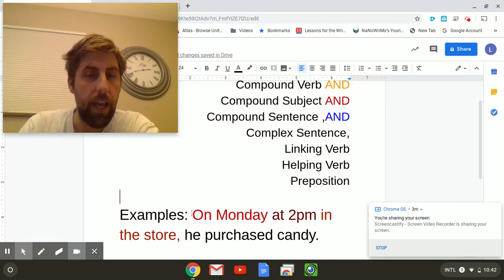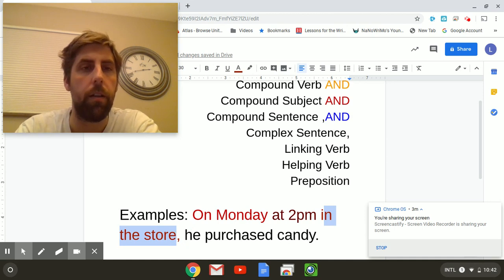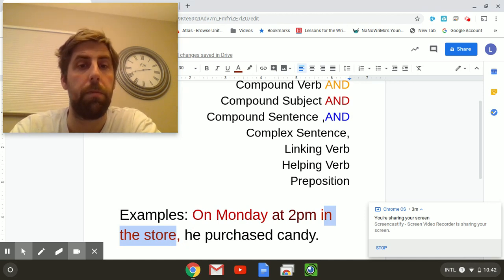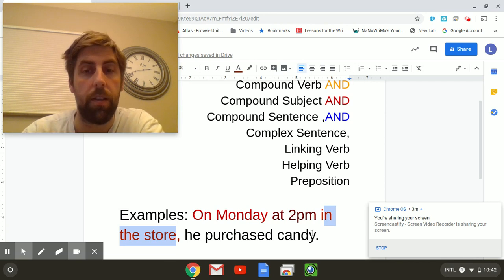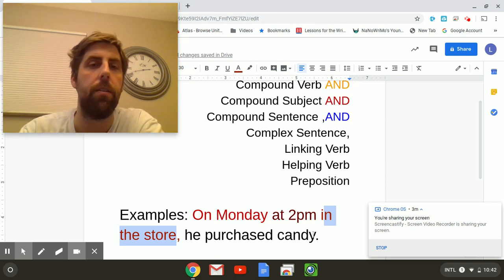This sentence has three prepositional phrases. One prepositional phrase: on Monday, preposition, noun. Second one, at 2 p.m., preposition, noun. In the store, preposition, noun. It has three prepositional phrases. So a lot of people didn't understand it. A sentence could have six prepositional phrases. I could add some prepositional phrases at the end of this. There's no limit to the number of prepositional phrases you can have in a sentence.